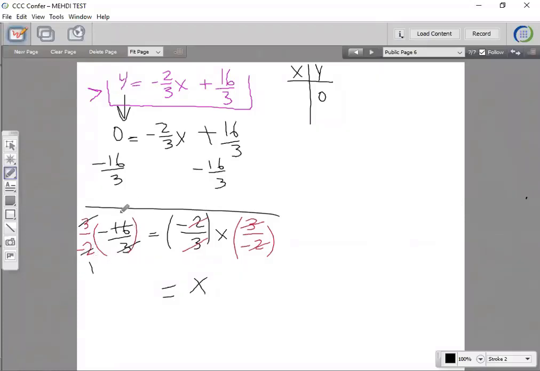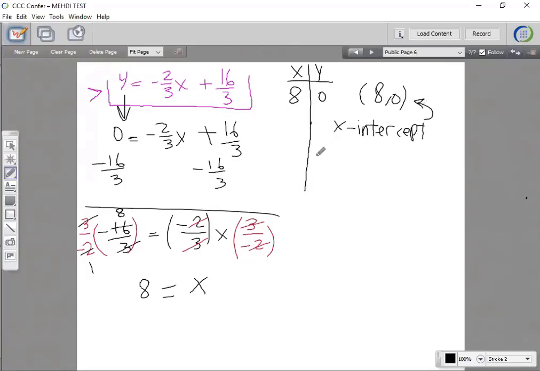This becomes 8. And negative, which turns out to positive. So it looks like you just get 8. X is equal to 8. So if y is equal to 0, x is equal to 8. So this is the point where your graph is going to intercept the x-axis. That's why they call this the x-intercept.